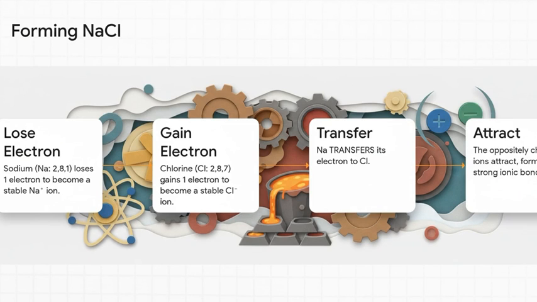Let's look at a classic chemistry story, how we make table salt, or NaCl. Sodium has this one extra electron that it's just dying to get rid of, and chlorine over here is just 1 electron short of being complete.